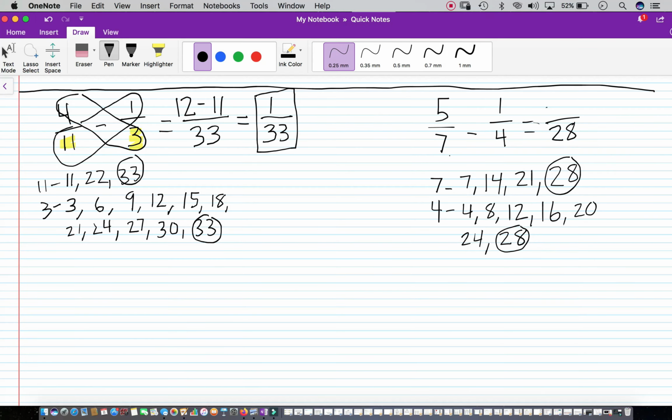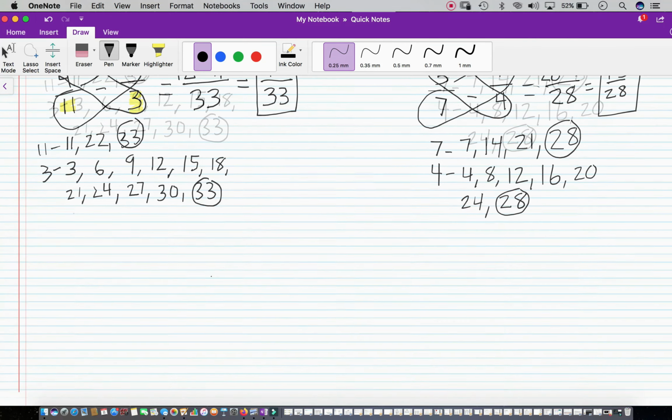Now I can cross multiply, starting with my first fraction. Take the numerator and multiply that by 4. So 5 times 4 gives me 20. Keep your minus sign. Now do 7 and 1. So 7 times 1 gives us 7. Of course, keep our denominator of 28. 20 minus 7 gives us 13. 13 over 28.